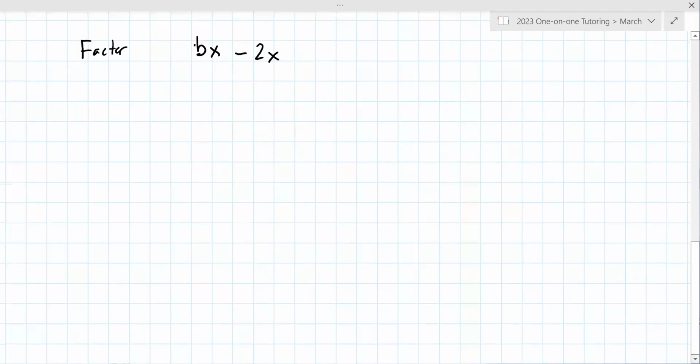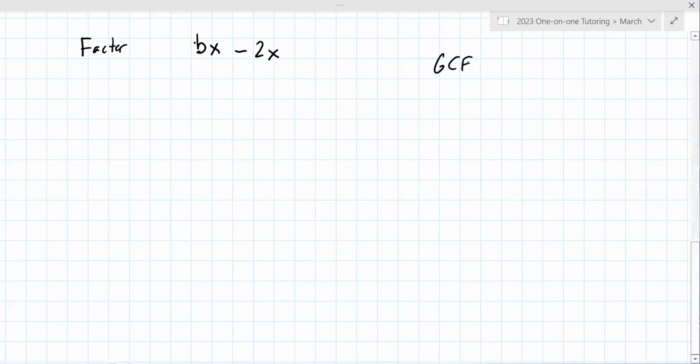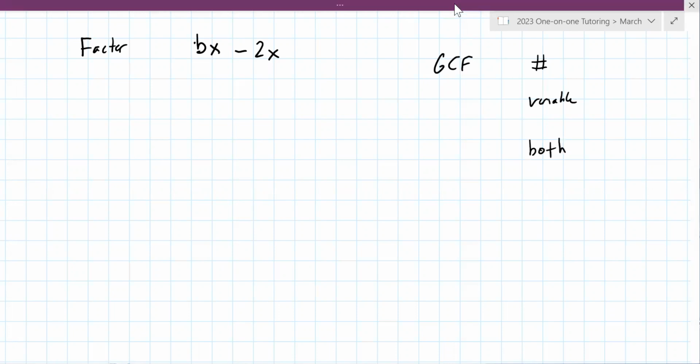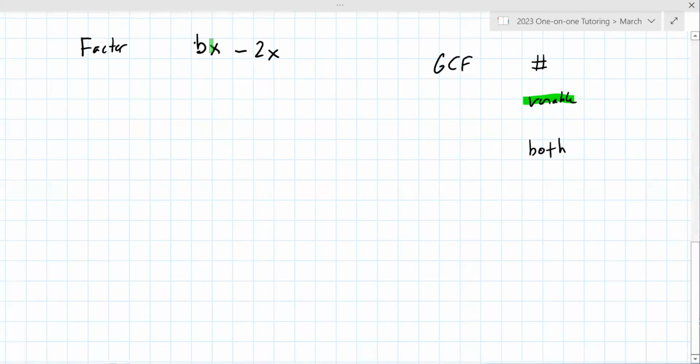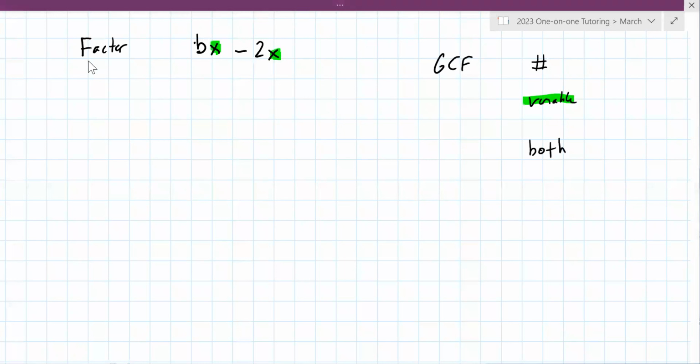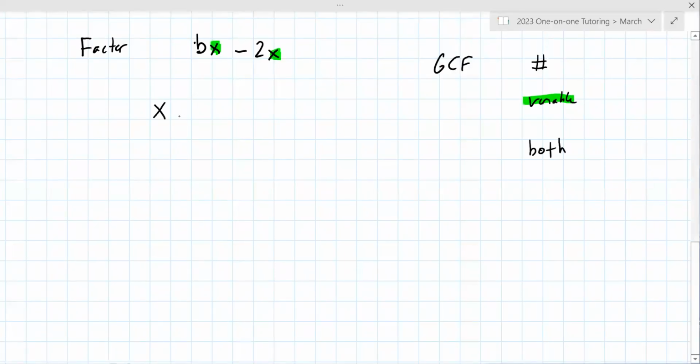Okay. So your greatest common factor, we were talking about this a lot during our first lesson. It's either a number or a variable or both. In this problem, it's just a variable. Do you see that there's an x in both of these? Yes. So you can factor out that x from both. And you're literally dividing both of these by x. So what goes in parentheses is the result of bx divided by x, which is b, and then 2x divided by x, which is 2.